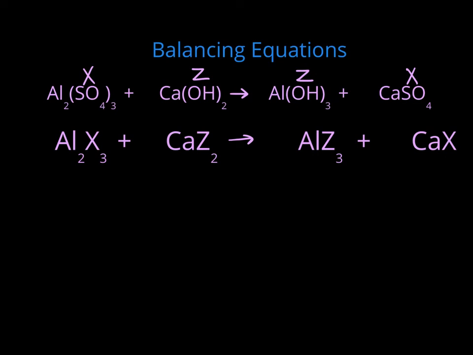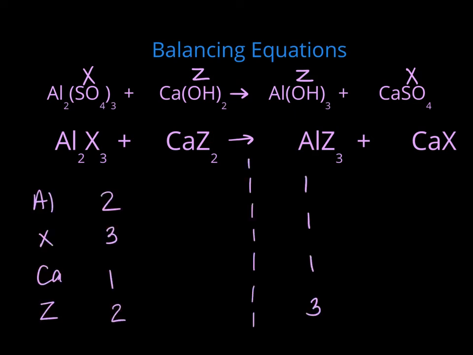So now that it looks a little better, we're going to set this up as usual with our dashed lines and all of our elements and our quantities on both sides, and then we're going to just start balancing from left to right, all the way from aluminum to Z. On our reactant side, I have 2 aluminums and 1 aluminum on my product side. So I'm going to write a big coefficient 2 on my product side. So now I have 2 aluminums and 2 aluminums. So I'm going to keep on going.